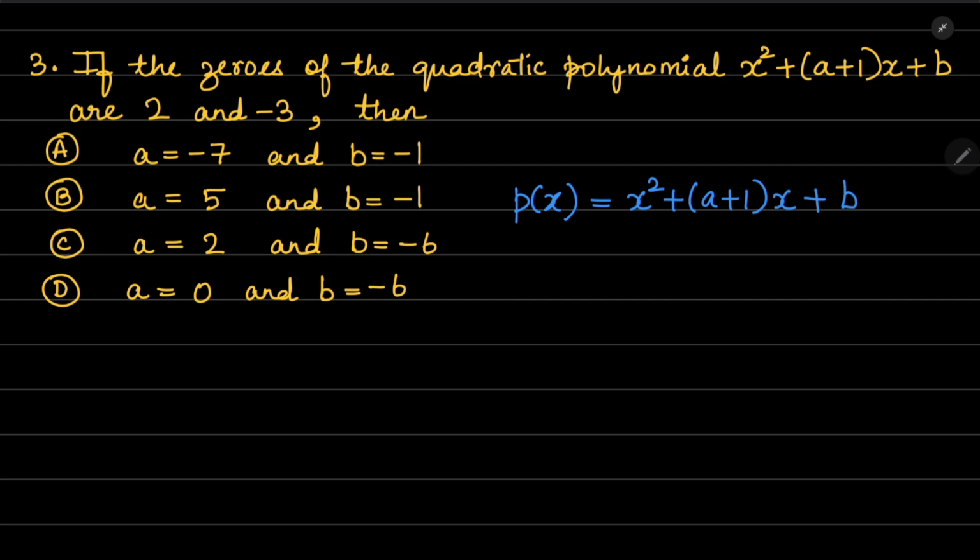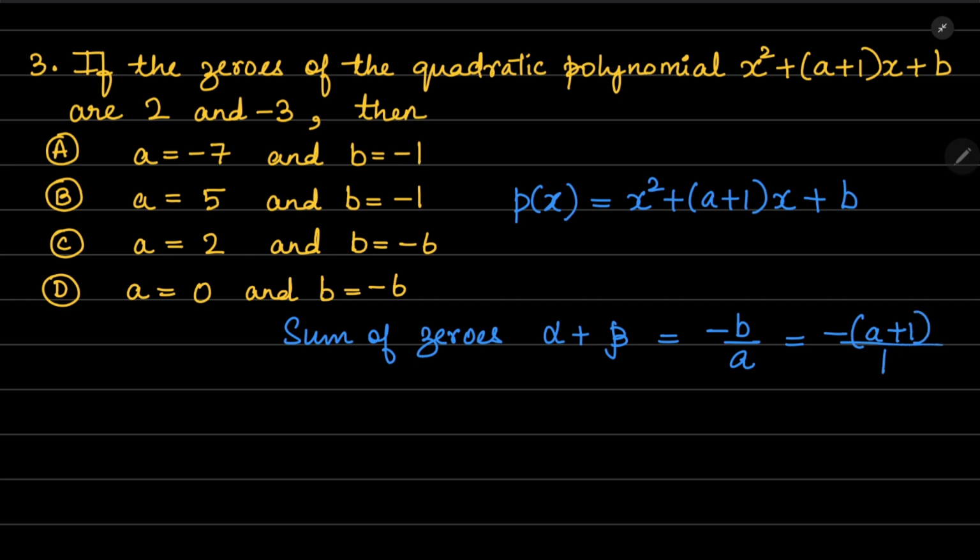You are given the zeros, right? Now, let's find out the sum of the zeros. What is the formula? Alpha plus beta is equal to minus b by a. So what is minus b by a? Minus of (a plus 1) divided by 1. Now, since the zeros are already given, 2 and minus 3, let us substitute that. So 2 plus minus 3 should be equal to minus of (a plus 1).